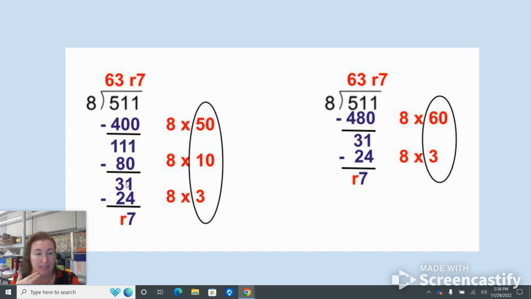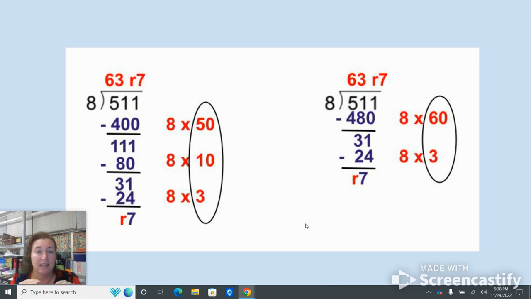Now we get the same thing here. And we know that we can subtract 24 because that's 3 groups of 8. So here I took away 60 groups of 8 and 3 groups of 8 to get 63, remainder 7. Even though we did it 2 different ways, we still end up with the same answer.